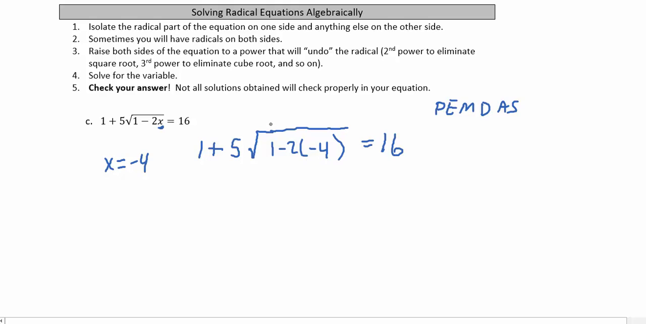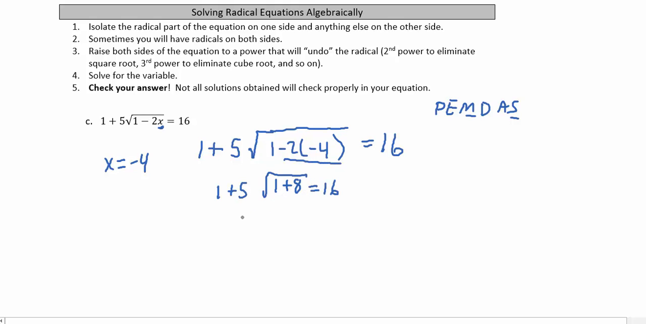So for example, this radical here has an implied set of parentheses in it, so that would be the P in PEMDAS. I'm going to do whatever's under the radical first. But then within the radical I have subtraction, multiplication. So I'm going to do the multiplication before I do the subtraction. Negative 2 times negative 4 is positive 8. So when I replace this with positive 8, I'm left with this.